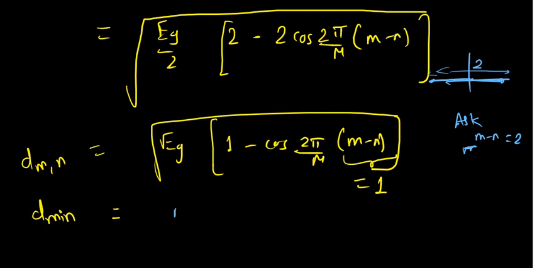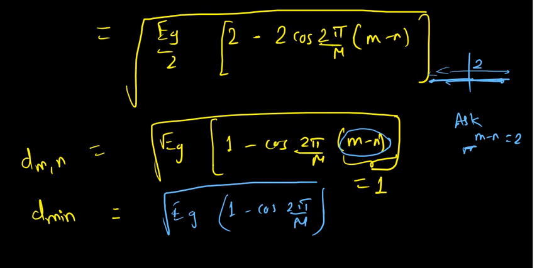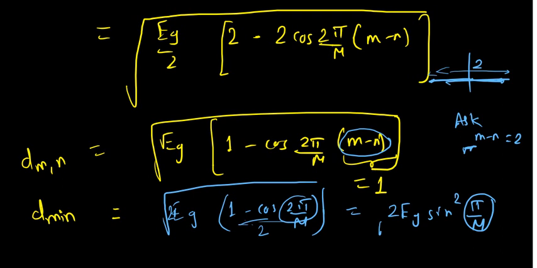So if we substitute this as 1, we are just left with Eg and 1 minus cos 2 pi by m, that's it. And you can simplify it further if you want, 1 minus cos theta, just multiply and divide by 2, and we know this is nothing but sine square, so we can write twice Eg sine square pi by m. Here our theta will be half, so we can take this sine square outside if you want, or you can put it as it is, doesn't matter.